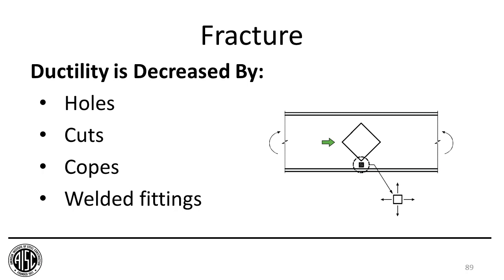So how is ductility decreased? Holes, cuts, copes, and welded fittings. If you weld something on before bending, that can cause trouble too.